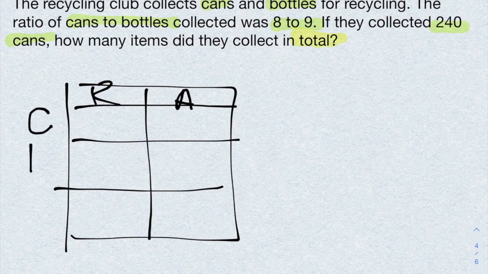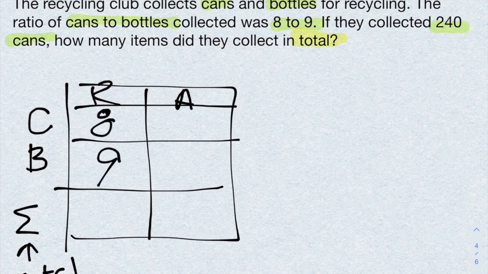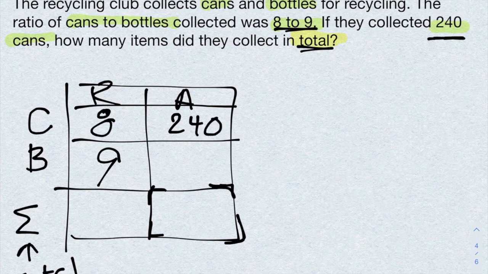So we have cans, bottle, total. That's our total symbol here, if you want to be fancy. So I know that the ratio is 8 to 9 for cans to bottles. And then I have 240 cans. So normally we've been putting stuff down here in our total, but we don't know that. That's what we're going to find out, right? So we do know, though, there's 240 cans. Okay, from this is tricky. I'm going to have to do multiple steps to figure out my total, which is down here.